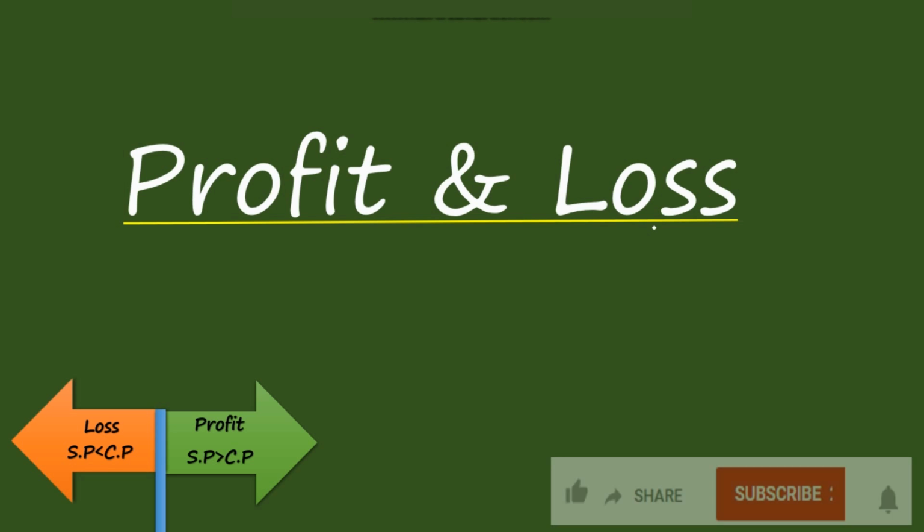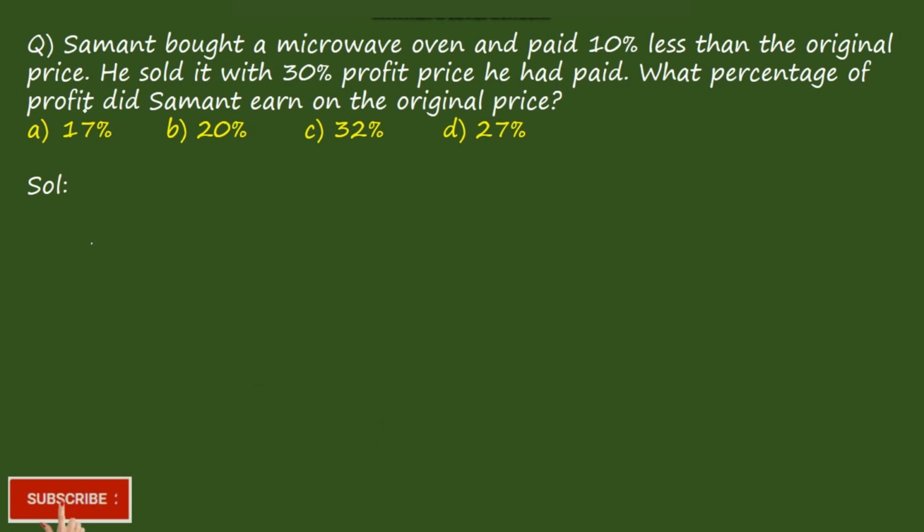Let us start now. Coming to the first type of question. They're saying that Samant bought a microwave oven and paid 10% less than the original price. He sold it at a 30% profit on the price he had paid. What percentage of profit did Samant earn on the original price?